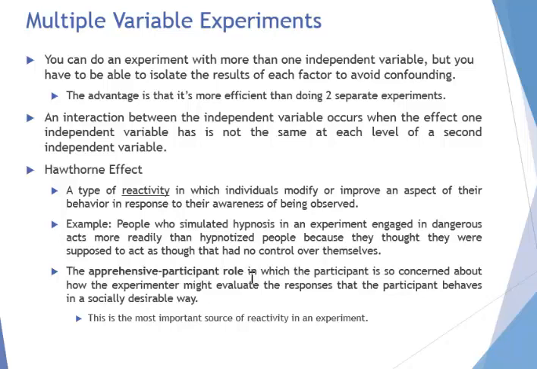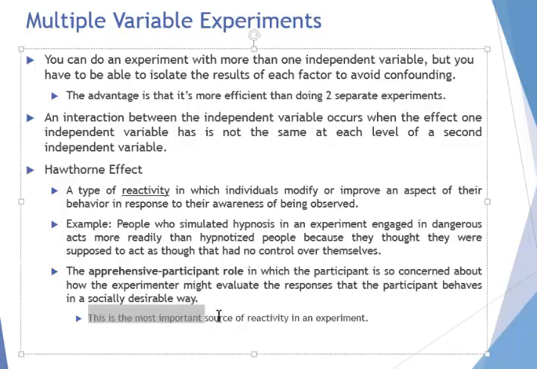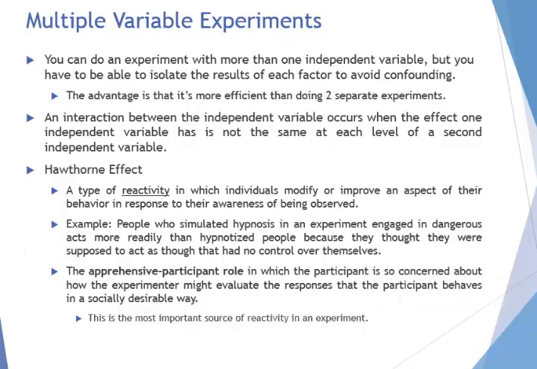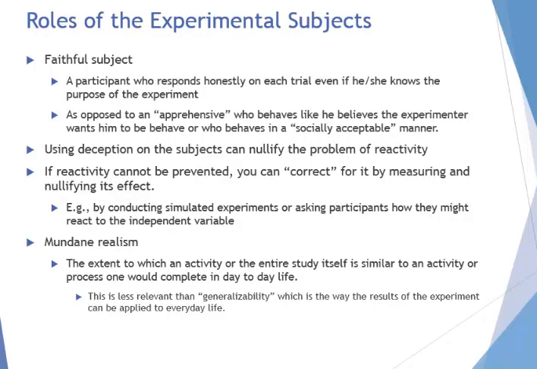The apprehensive participant role is kind of the opposite. The participant is so concerned about how the experimenter might evaluate the responses that the participant behaves in a socially desirable way. Actually, it's not really the opposite. That is the Hawthorne effect. This is the most important source of reactivity in an experiment, and of course, as we discussed before, one main way to get rid of that would be to not let the participants know they're being studied, but that might not always be possible. In terms of experimental subjects, you could have a faithful subject, which is someone who responds honestly. That's the opposite of the Hawthorne effect.